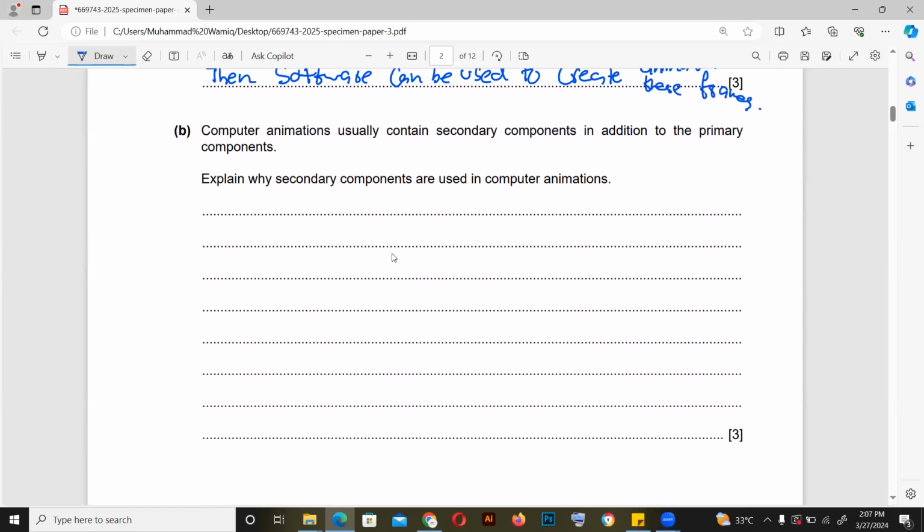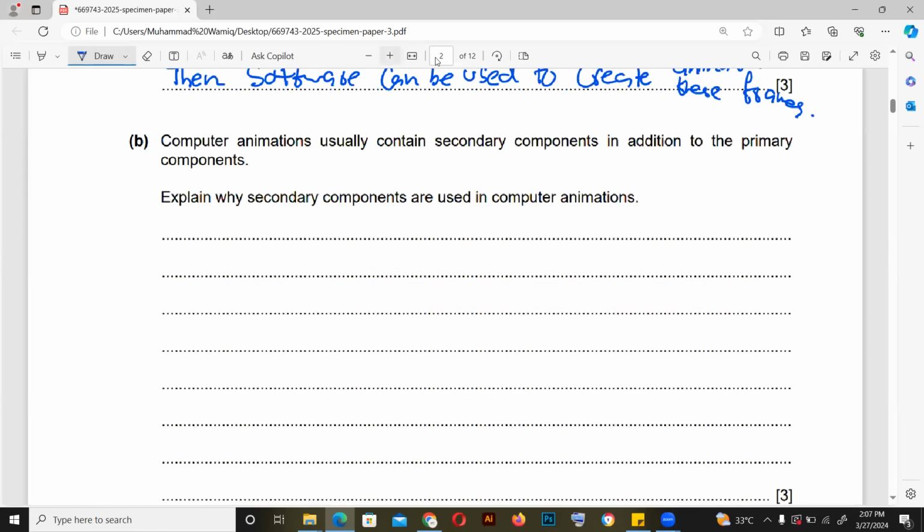Computer animation usually contains secondary components in addition to the primary component. Explain why secondary components are used in computer animation. Why do we use secondary components in computer animation? There could be a number of reasons for using secondary components.